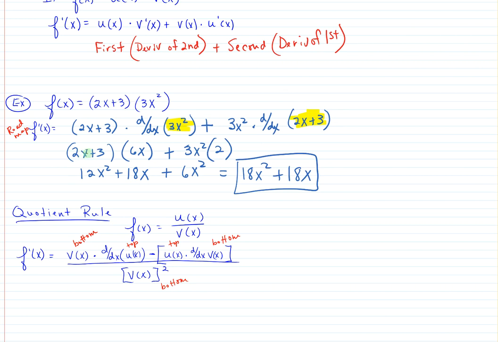Then you're cleaning it up. So you multiply these two and get this, you multiply this and get this, add the 6x squared and the 12x squared, here's your answer. So that's the product rule.